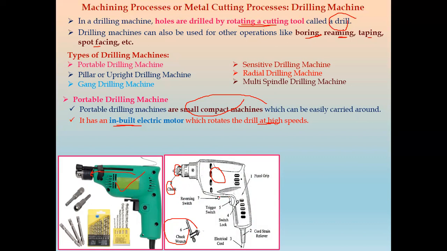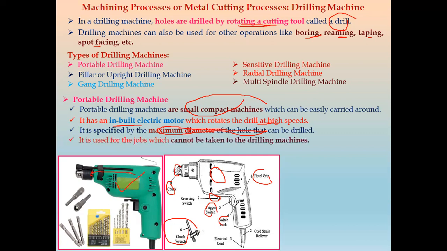Then we have a switch, with which forward and reverse can be selected. Then we have a trigger switch, then switch locks, electric cords, cord strands, and other grips. So all the other parts are the same. So this is a portable drilling machine. Now it is specified by the maximum diameter of the hole that can be drilled.